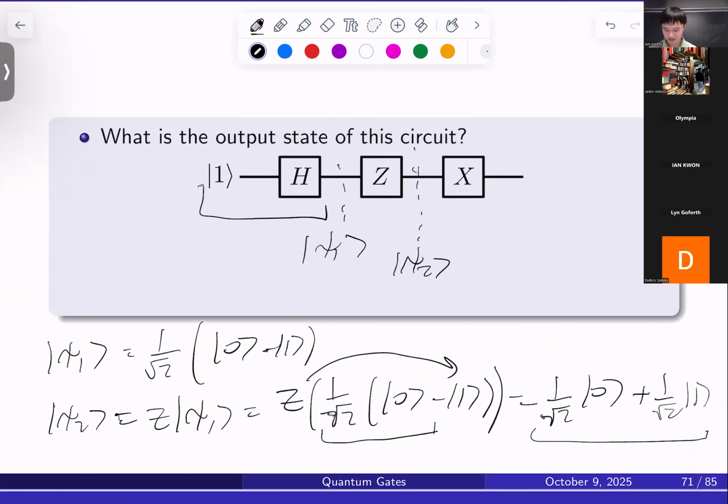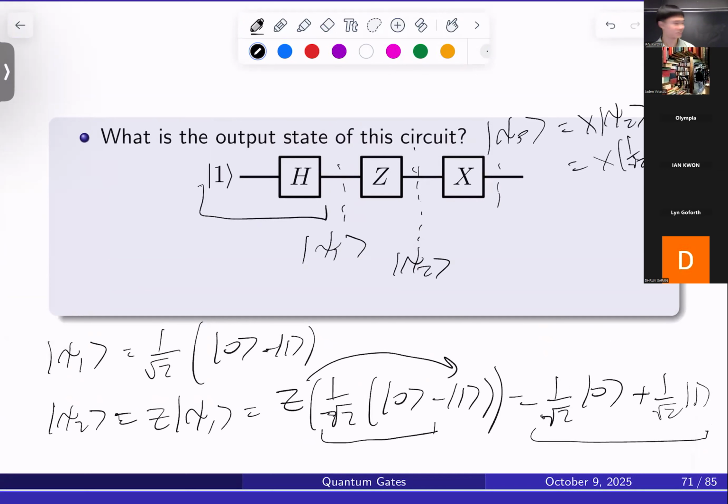So now let's look over here. After the full circuit, we have state psi 3, right? So just writing it out, it's going to be X acting on psi 2, because we had this state before, now we just apply the X. And so we have X times 1 over root 2, 0 plus 1.